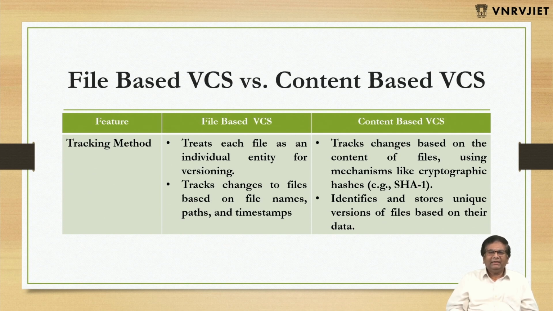First of all, tracking methodology. When it comes to tracking methodology, a file-based VCS treats each file as an individual entity for versioning, and tracks changes to files based on file names, paths, and timestamps. Whereas a content-based version control system tracks changes based on the contents of the files using mechanisms like cryptographic hashes, and identifies and stores unique versions of files based on their data.